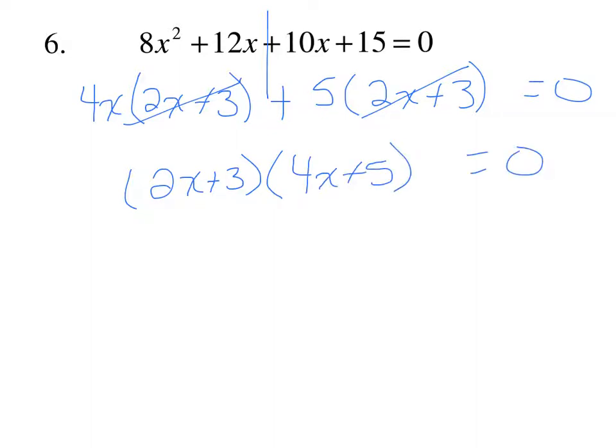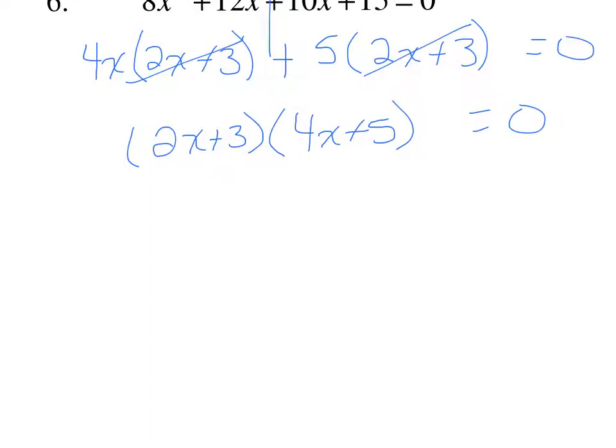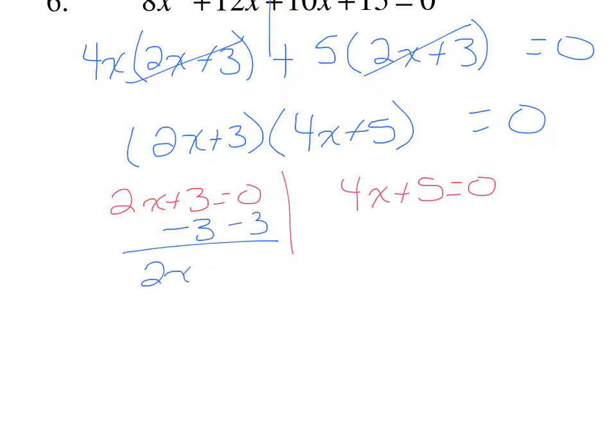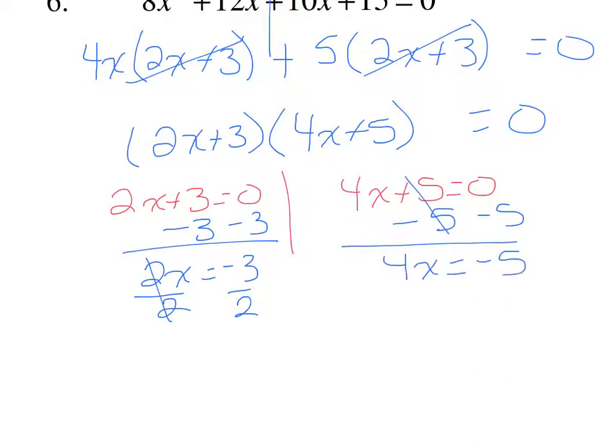So once we have this factored, we're ready to set up those smaller equations. The first one being 2x plus 3 equals 0, and also 4x plus 5 equals 0. These are both two-step equations. Subtract the 3, divide by 2. So that will give us 2x equals negative 3, divide by 2, x equals negative 3/2. Subtract the 5 on this side, we get 4x equals negative 5, divide by 4, x equals negative 5/4. So our solution set, x equals negative 3/2, comma, negative 5/4.